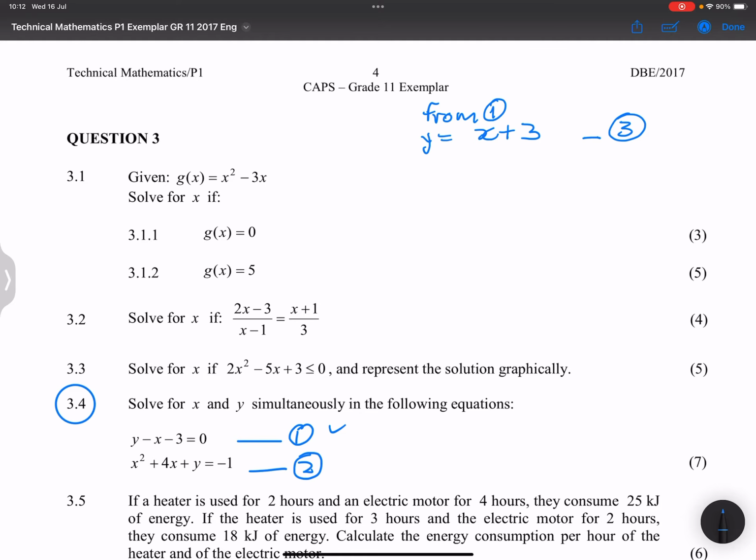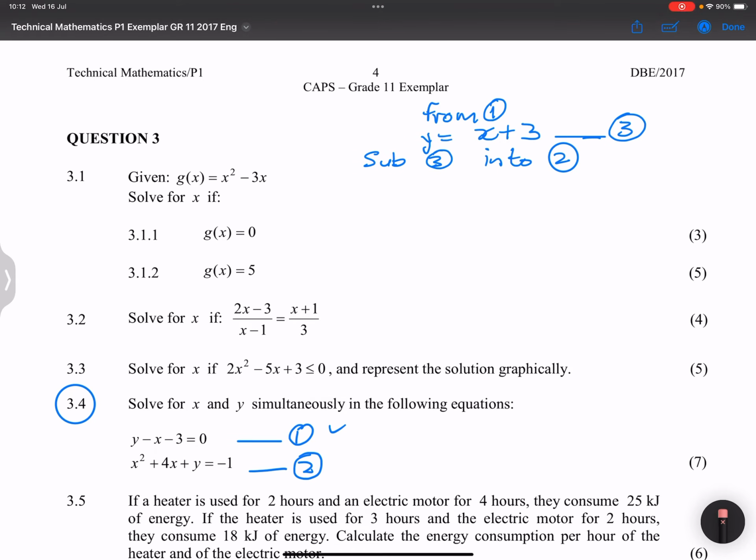Right, so now that we call this equation 3, what I'm going to do is substitute equation 3 into equation 2. Now, please make sure that you do not substitute back into the original equation where you got equation 3 from. That is equation 1 in this case. So everywhere I see y, I'm going to now substitute x plus 3.